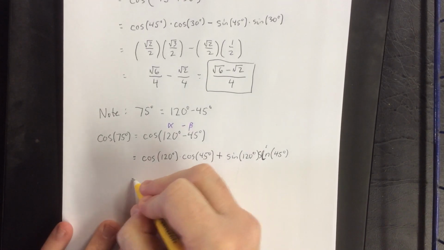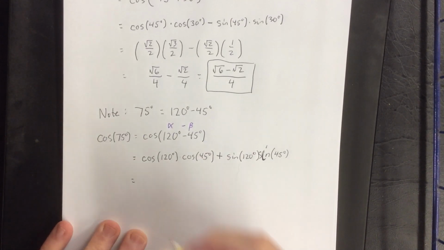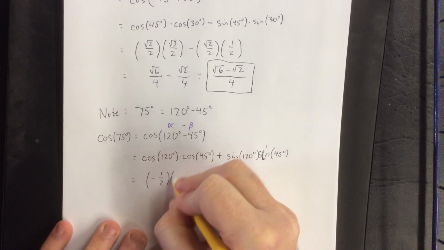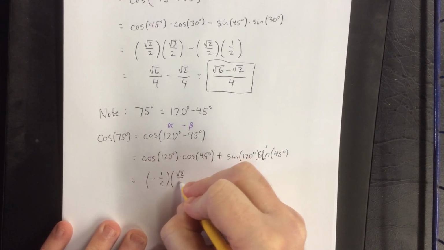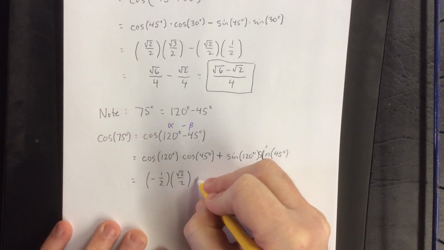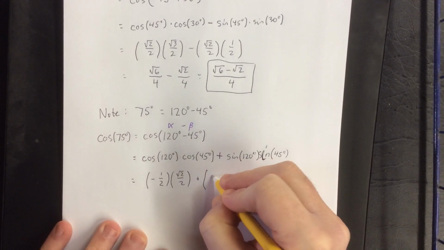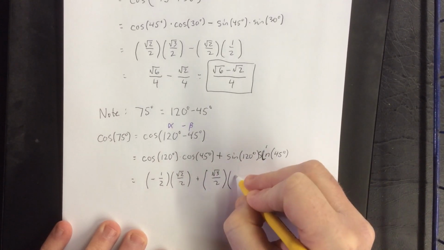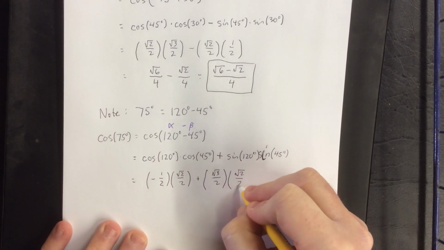So all of these ratios can come directly from the unit circle. Cosine of 120 degrees is negative 1/2. Cosine of 45 degrees is root 2 over 2. Plus, sine of 120 degrees is root 3 over 2. And the sine of 45 degrees is root 2 over 2.